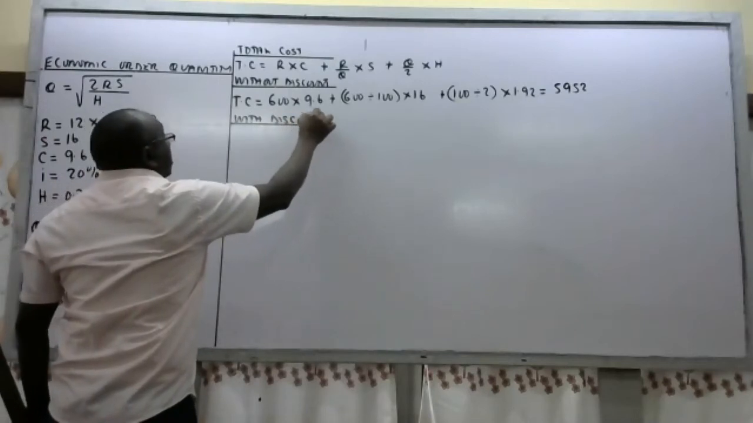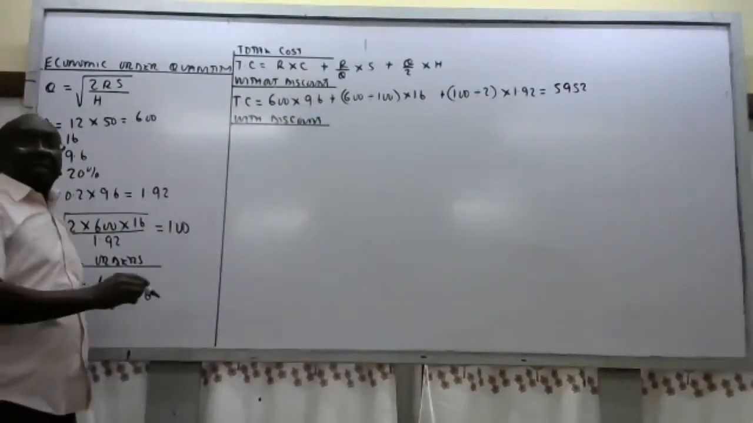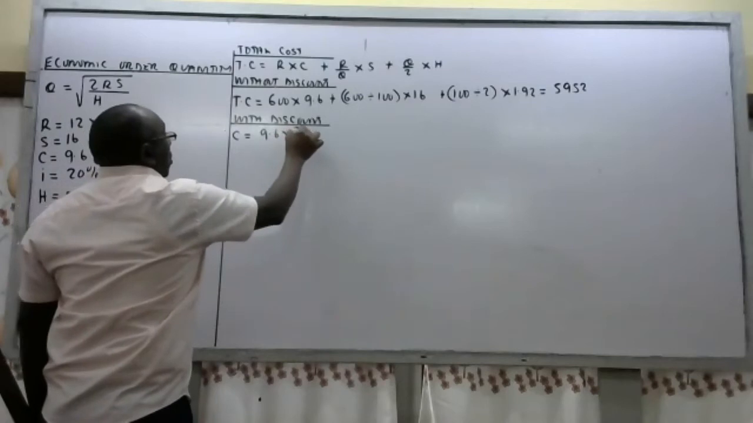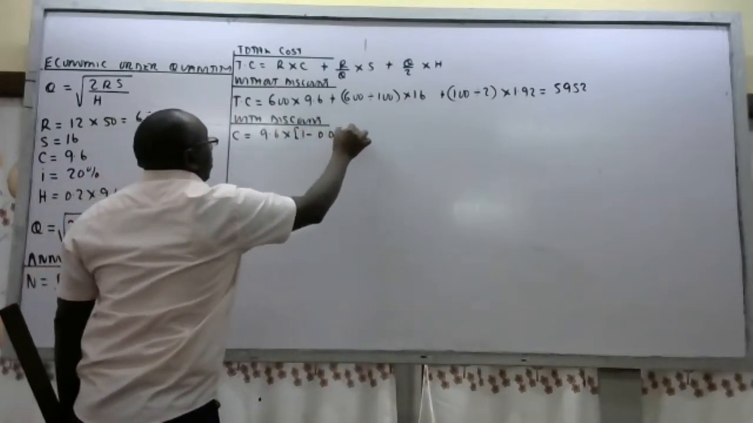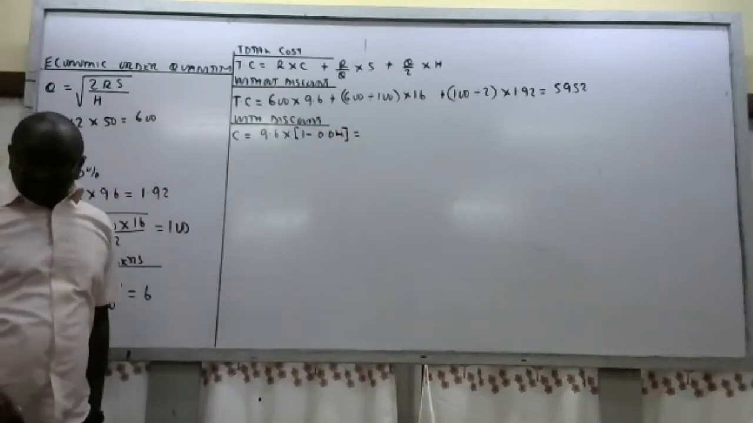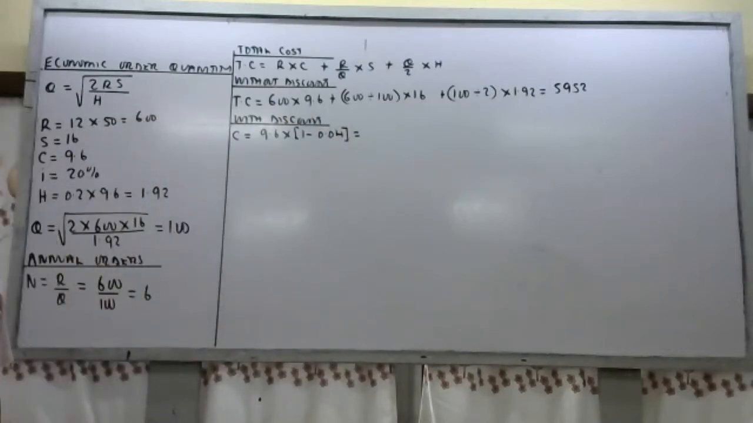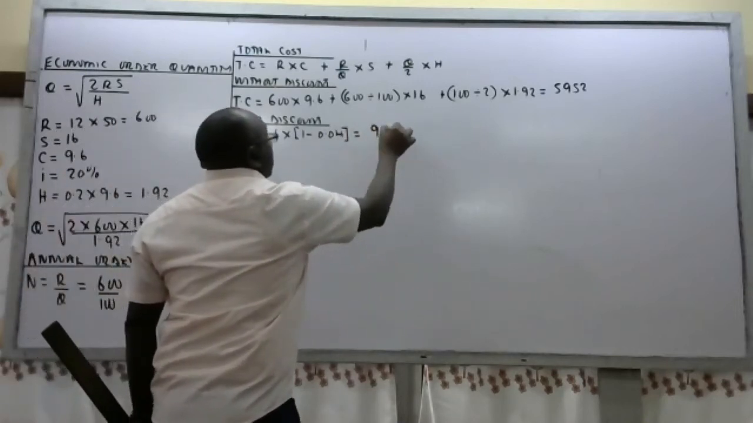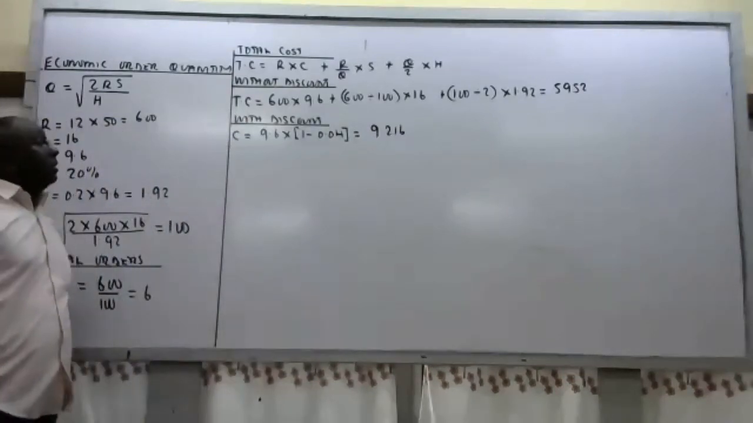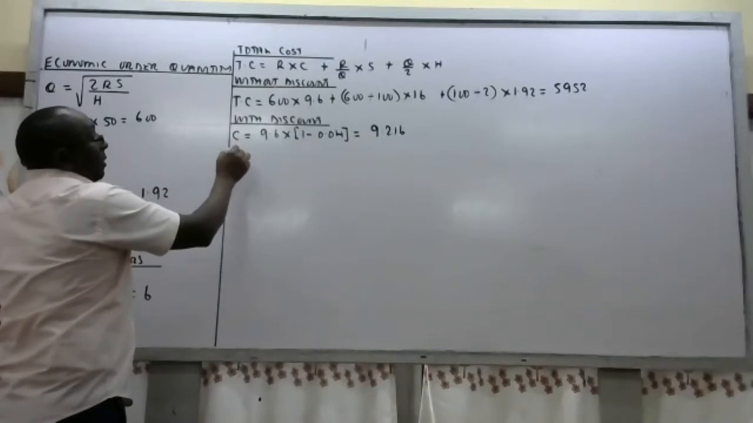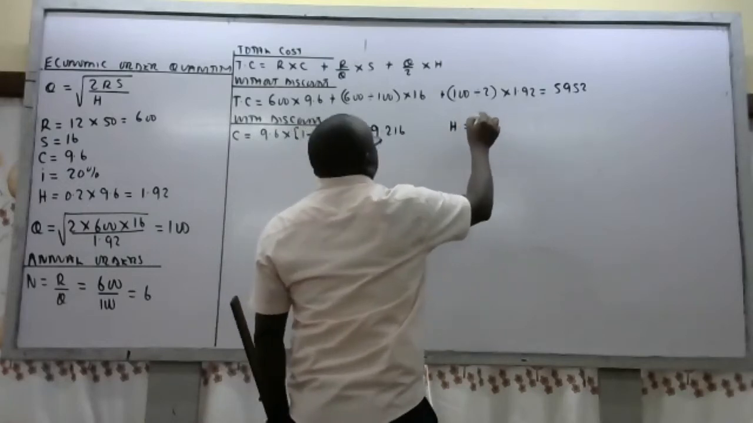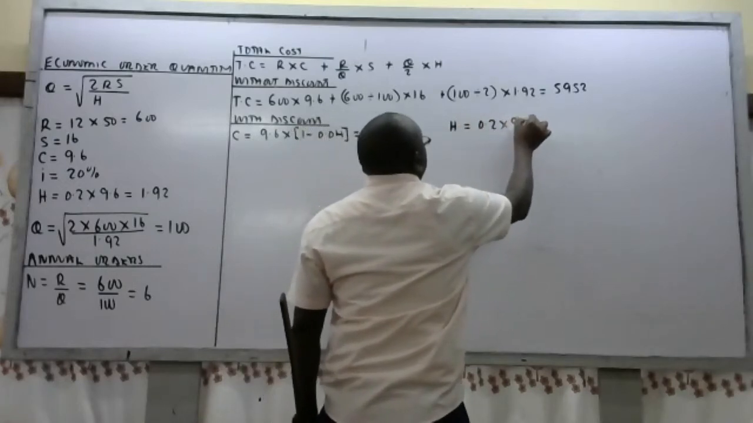Then we come to with discount. Now with the discount, C is 9.6 times 1 minus 0.04, because that's the discount rate that is offered. So 1 minus 0.04 times 9.6. Are you getting 9.216? Okay, that is the purchase. So that means our H should be 0.2 times 9.216.